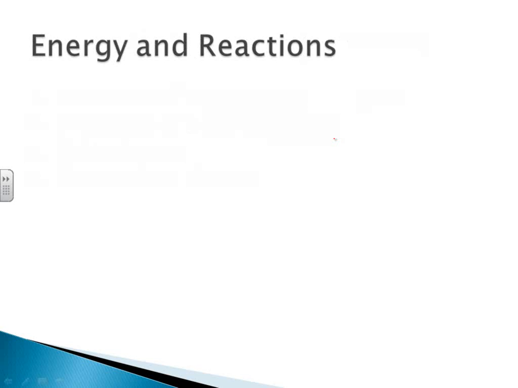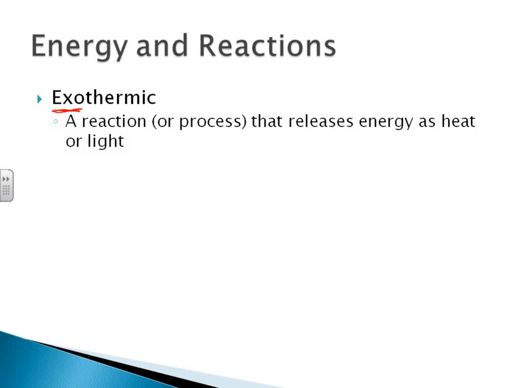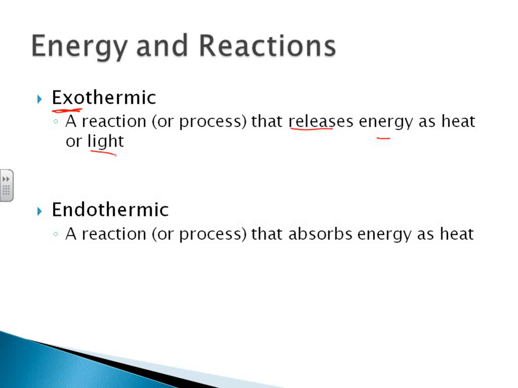All right, so let's talk a little bit about energy and reactions. There's 2 ways to describe what's going on with energy. One is exothermic, exo meaning to leave or to exit, thermic applying to temperature. An exothermic reaction is a process that releases energy as heat or light. So it's not always heat. It usually is heat, but it could also be light, like on a flame, or even a light bulb. Okay, and then endothermic would be the opposite. Endo means to go in. Okay, so it's a reaction or process that absorbs energy as heat.